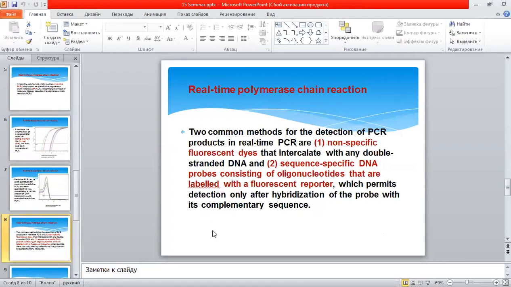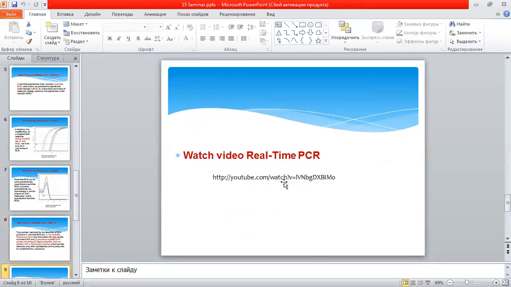Two common methods for the detection of PCR product in real-time PCR are non-specific fluorescent dyes that intercalate with any double-stranded DNA, and sequence-specific DNA probes consisting of oligonucleotides that are labeled with a fluorescent reporter, which permits detection only after hybridization of the probe with a complementary sequence. Watch the video on real-time PCR about the real-time PCR reaction.